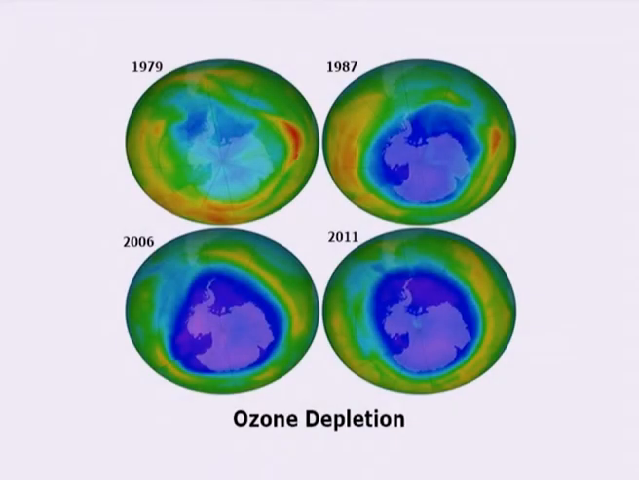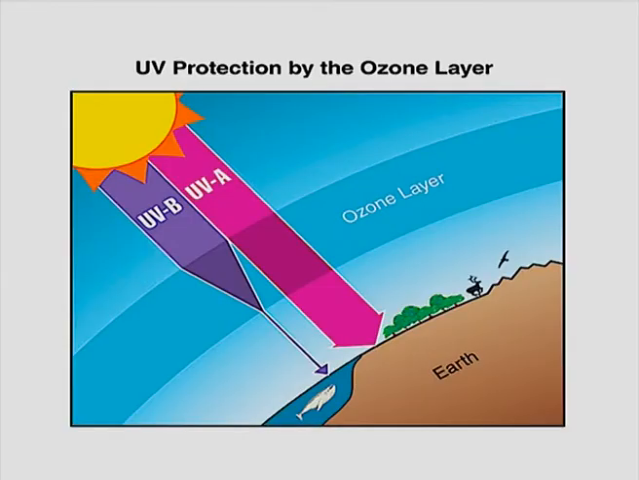Ozone depletion, a thinning of Earth's ozone layer, is also a type of global pollution. The ozone layer protects the Earth from harmful ultraviolet radiation, which can weaken the human immune system, increase the risk of skin cancer and harm ecosystems.